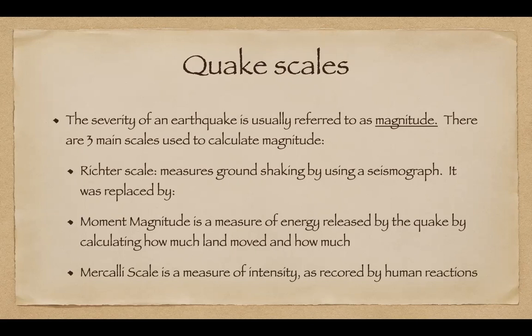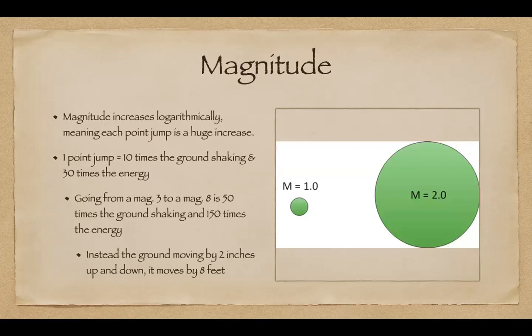And then lastly, you have the Mercalli scale, which is a measure of something else called intensity. And it basically means humans react to it. They take a survey or they talk to people and they try to find out how intense the ground shaking was. But here's the thing about magnitude, and this is what you need to know. It increases logarithmically. Every single point jump doesn't mean like it's double it or a little bit more. It is a lot more every point jump.